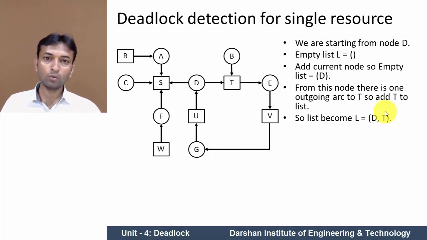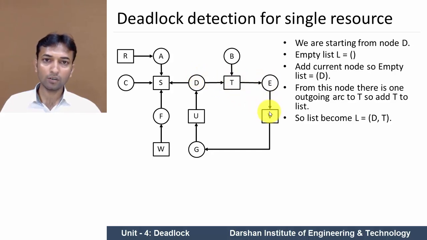Again we have to check whether any node is repeated in our list. If repeated, then there is deadlock. Otherwise, still there is no deadlock. Right now no node is repeated, so still there is no deadlock. Again from T, there is only one outgoing arc, from T to E. So add E into the list, and the list becomes D, T and E. Again from E to V there is one outgoing arc, so we add V: D, T, E and V.